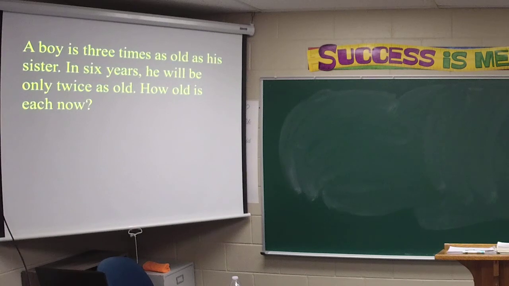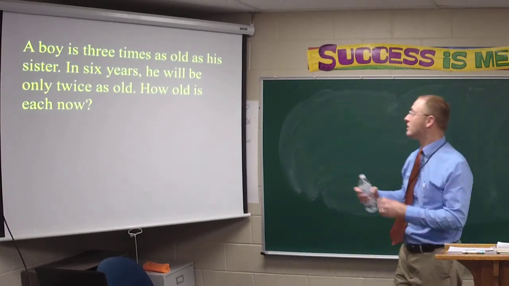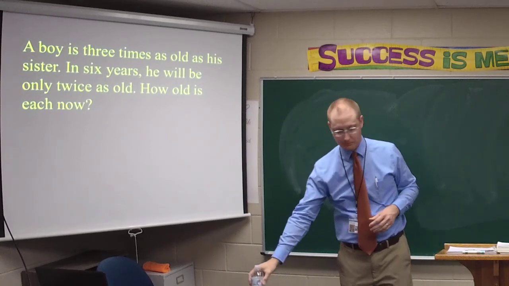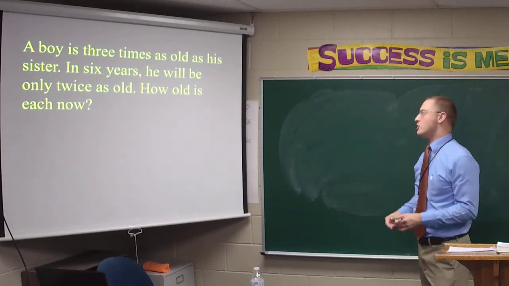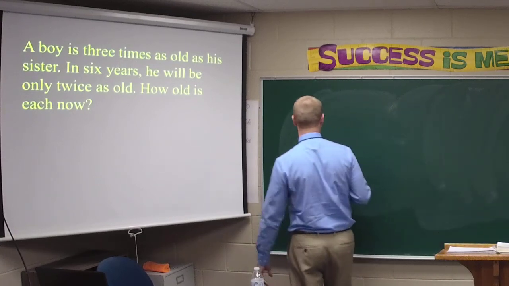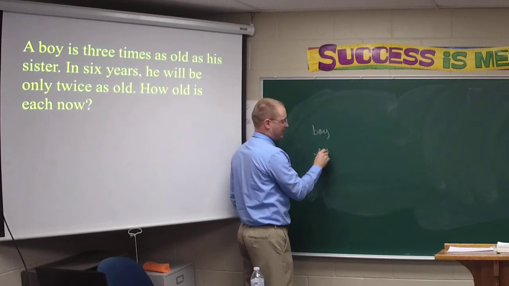Go ahead and read this word problem for us, if you would, Michael. A boy is 3 times as old as his sister. In 6 years, he will be only twice as old. How old is each now? How many unknowns do we have in this problem? 2. 2, and they are? The boy and the girl. The boy and the girl, or sister. I'm going to say sis.